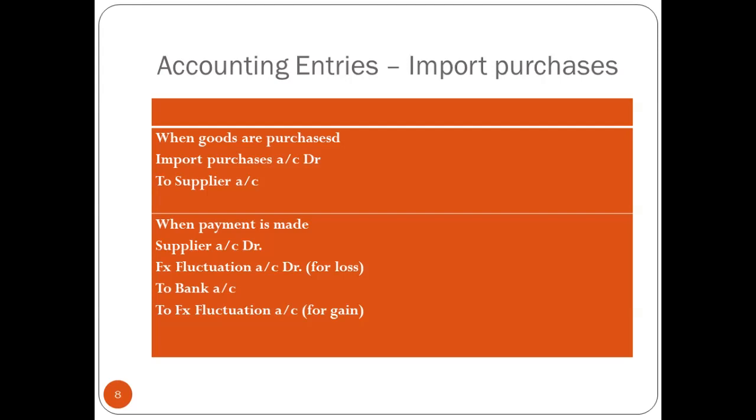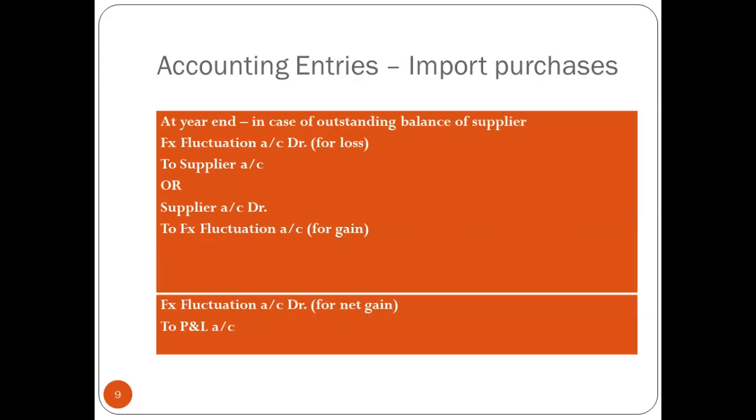Now, whenever you make the payment to a supplier, we pass the entry supplier account debit to bank account. Same entry will appear here, except the fact that due to foreign exchange fluctuation, you will either have a loss or a gain. Whenever you have a loss or a gain, the loss is debited to foreign exchange fluctuation account. If there is a gain, that will be credited to foreign exchange fluctuation account. So while making the payment, you have to account for this loss or gain as the case may be.